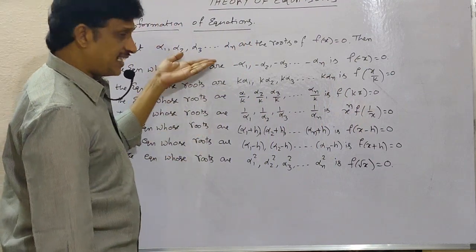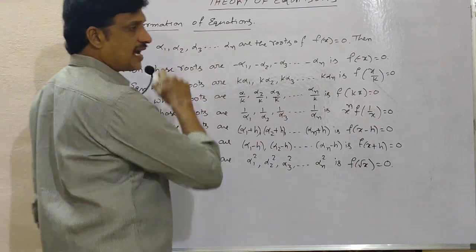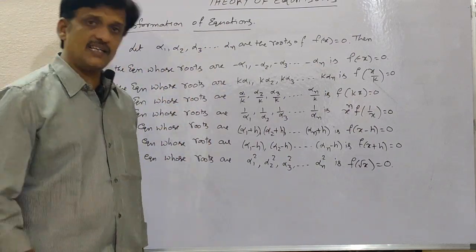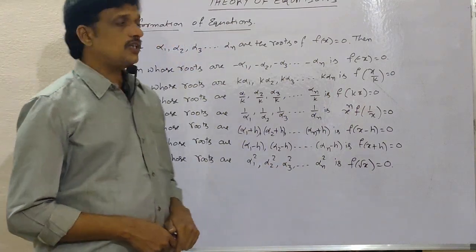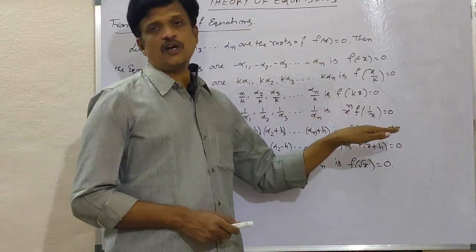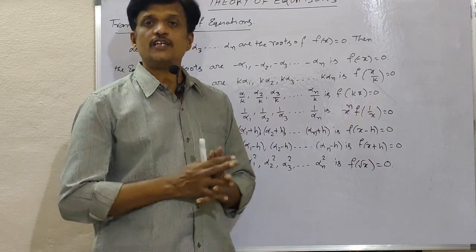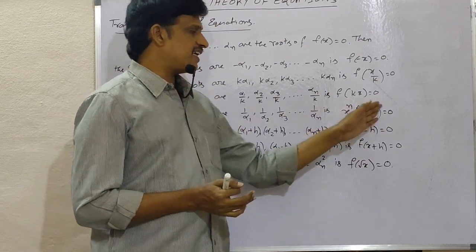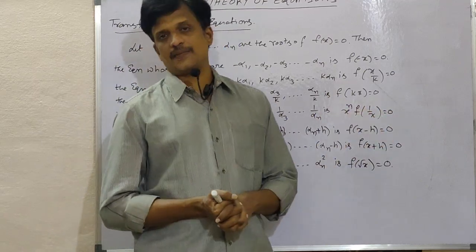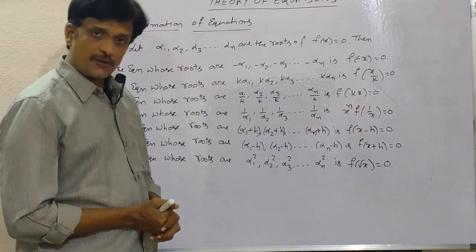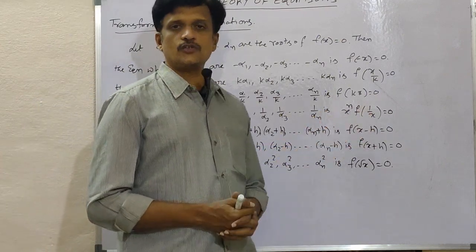Next, whose roots are the reciprocals of the roots of the given equation? Here the roots are alpha 1, alpha 2, alpha 3, and so on, alpha n. Their reciprocals, 1 by alpha 1, 1 by alpha 2, 1 by alpha 3, and so on, 1 by alpha n are the roots now. So the polynomial is f of 1 by x equal to 0 multiplied with x power n. Because in a polynomial, x should be in the numerator only. There you get x power n as the LCM, so that you can eliminate it with this x power n. Then only you will get the polynomial form. So the equation whose roots are the reciprocals of the roots of the given polynomial is x power n into f of 1 by x equal to 0.